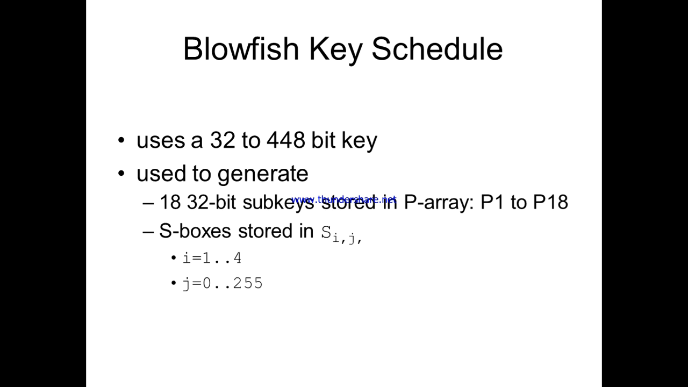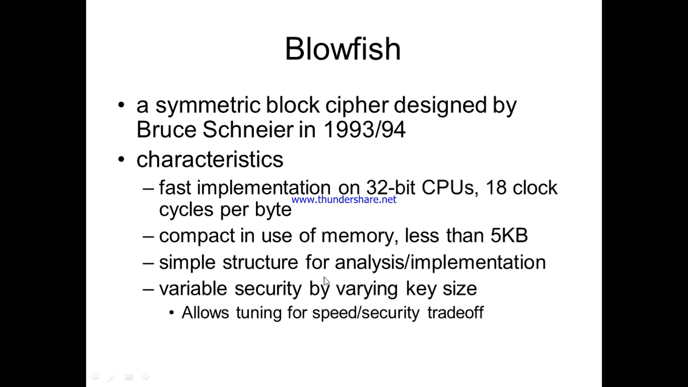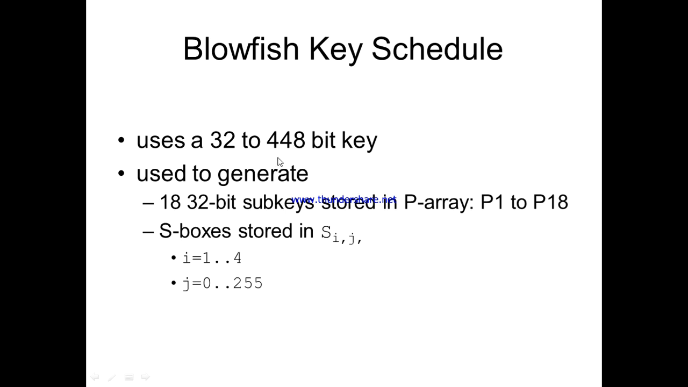Now how is it using the key? Blowfish is using a 32 to 448 bit key. What I told you in the previous slide, here, is variable security by varying key size. So the key size is varying, right? The minimum is 32 and the maximum you can raise up to is a 448 bit key. So those are the keys you can have.